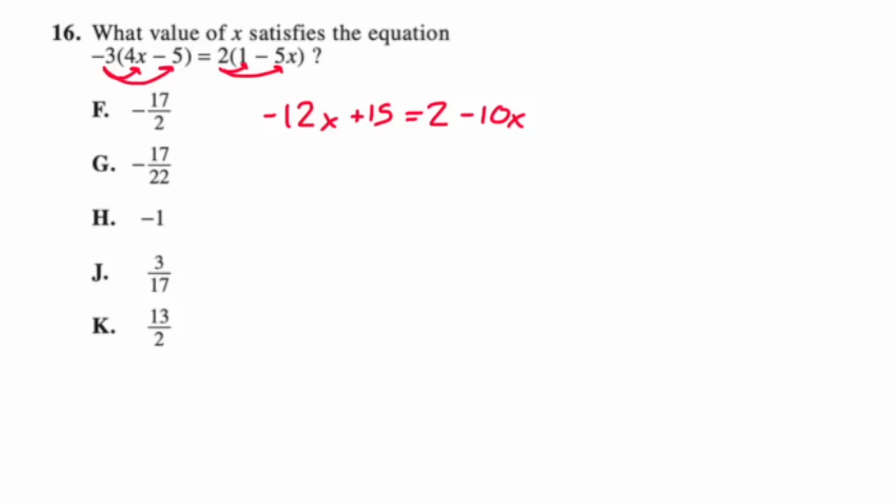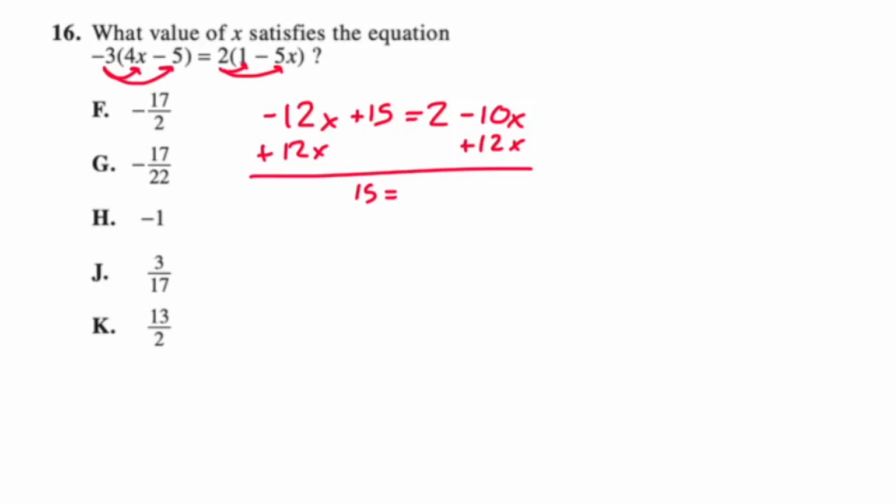And so now we can combine like terms. I see we have an x term on both sides, so I want to get them on the same side, and I could either add 12x over to the right side, or I could add 10x over to the left side. I'm going to add the 12x because that will make it a positive amount of x's on the right, since 12 is bigger than 10.